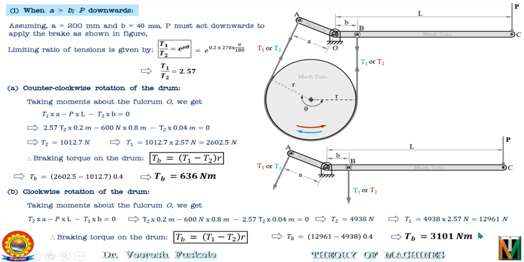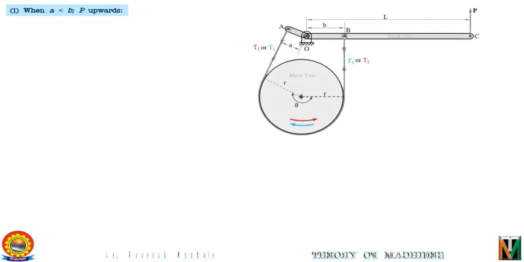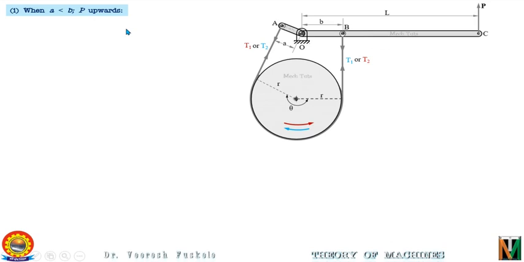So as we discussed in the concepts of differential band brake, the clockwise rotation will be more effective when A is greater than B. Now let's see the second configuration, that is when A is less than B. So when A is less than B and P is applied in the upward direction on the lever, then this will be the configuration. You can see A is less than B.